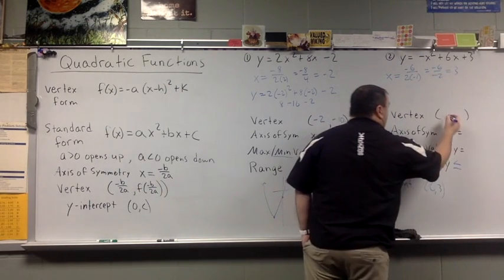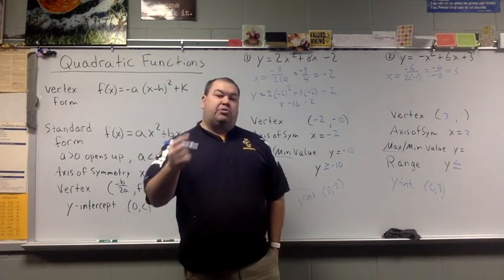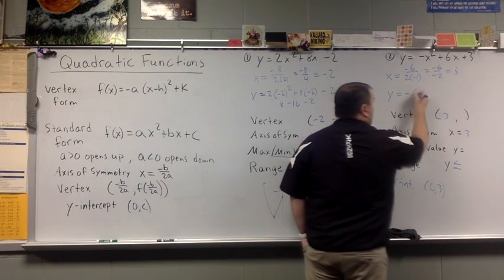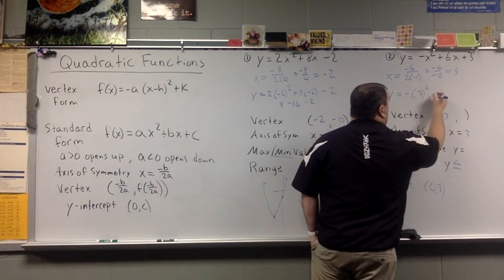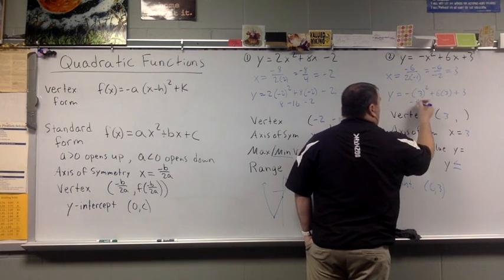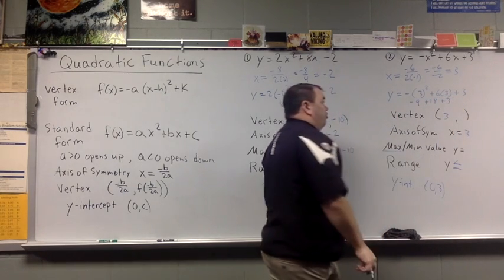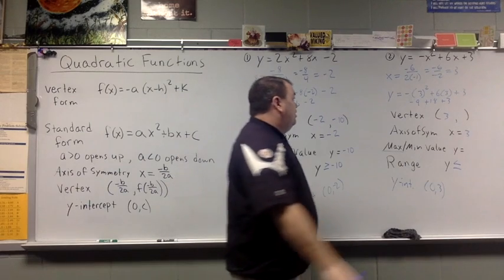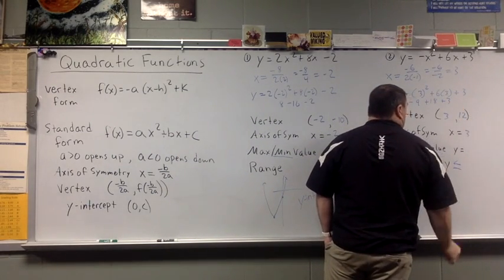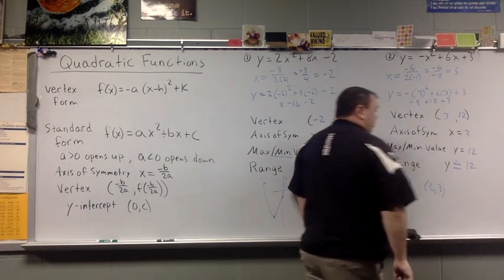X is 3. I'm going to put that in here. Now I'm going to plug my 3 back into my original equation. So y equals negative 3 squared, 6 times 3. So I get a negative 9, a plus 18, and a plus 3. So negative 9 plus 18 is 9, 9 plus 3 is 12. So I now know the maximum is at 12, and y has to be less than or equal to 12.